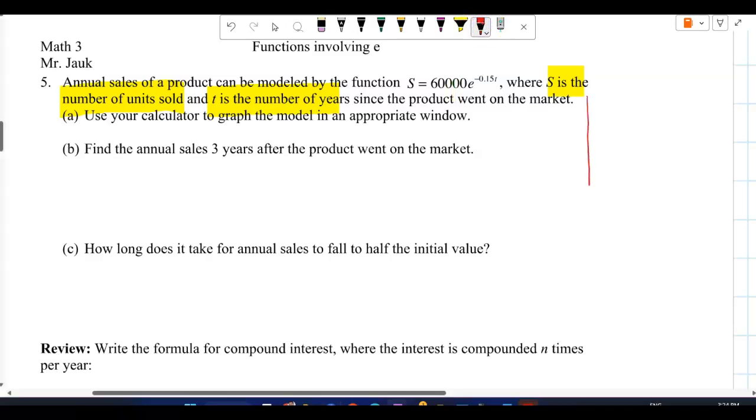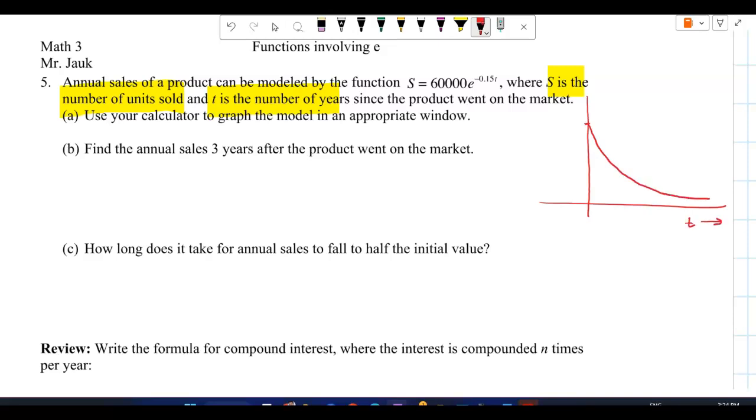So it's very important that you see a proper view window, because your initial value is 60,000. Your time can't be negative, so it will go from 60,000 and you don't have negative time. This is your time, this is your S, and this is your 60K, 60,000. It's a decreasing function because the power of E is negative.